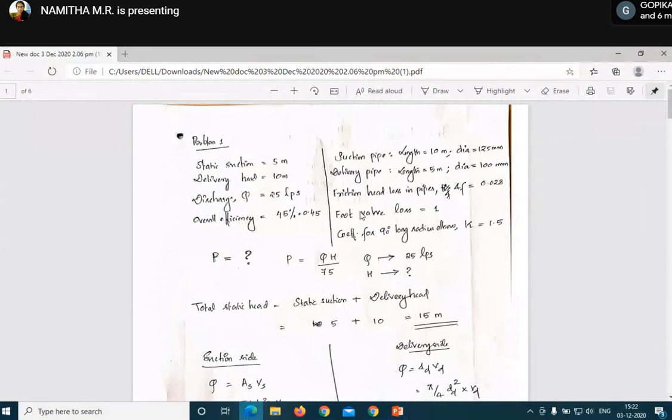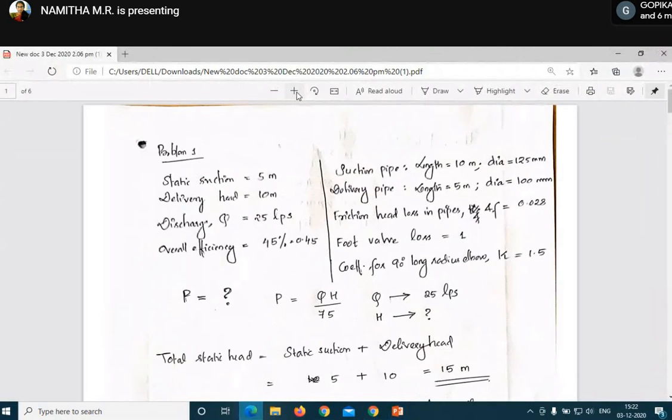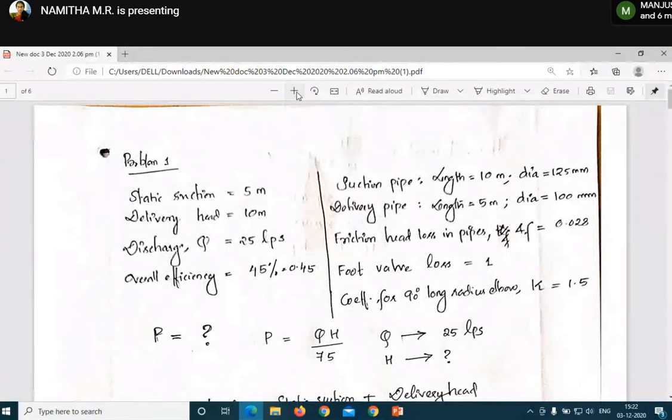So I have done the problem, and is it visible to you? Is it visible?